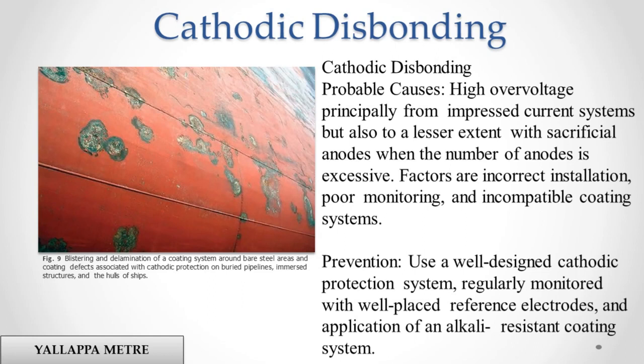Cathodic disbonding. Probable causes: high overvoltage principally from impressed current systems but also to a lesser extent with sacrificial anodes when the number of anodes is excessive. Factors are incorrect installation, poor monitoring, and incompatible coating systems. Prevention: use a well-designed cathodic protection system, regularly monitored with well-placed reference electrodes, and application of an alkali-resistant coating system.